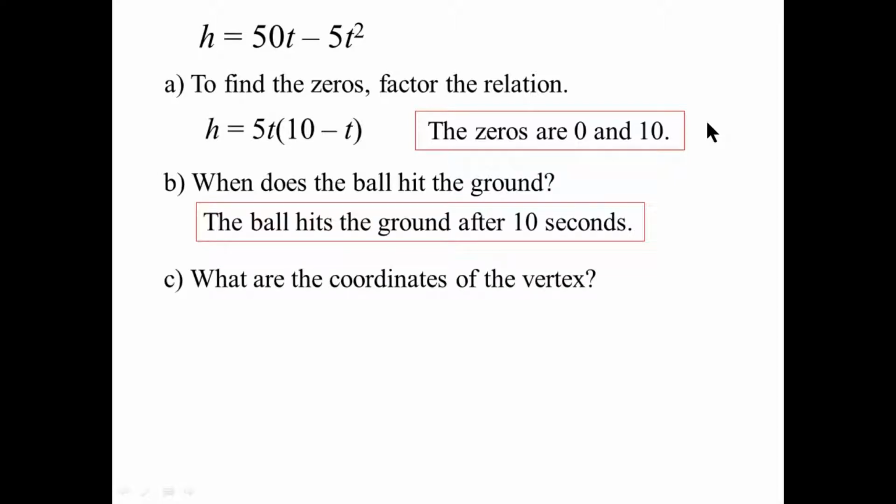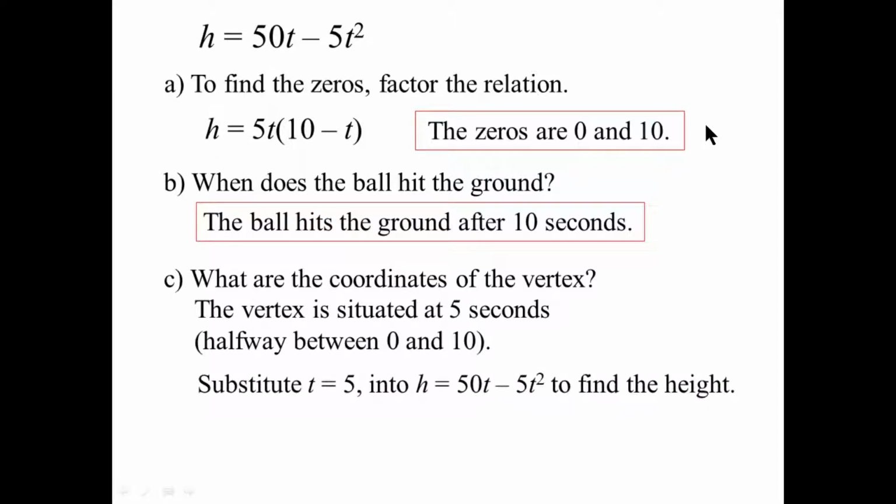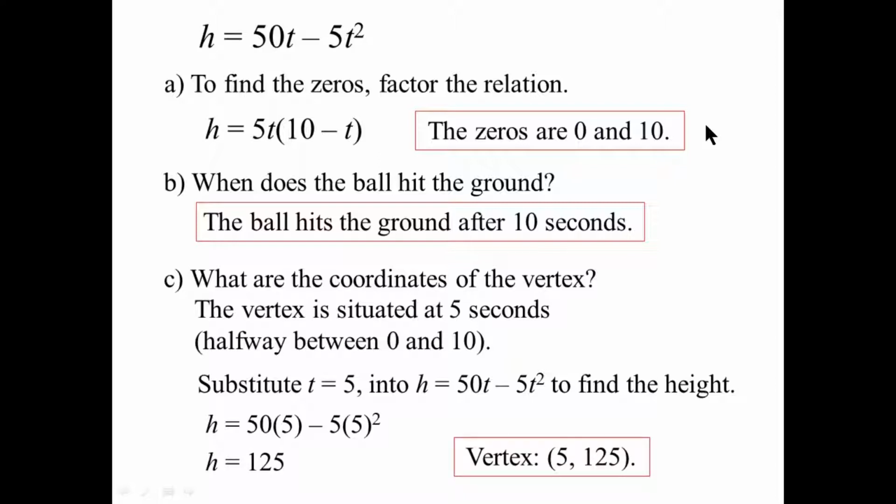What are the coordinates of the vertex? Well, the x-coordinate must be halfway in between the zeros, like we saw before. The vertex is situated at 5 seconds, halfway between the zeros. Take 5 and plug it in, and do the math. The math isn't complex. The height is 125, and so the vertex is 125.